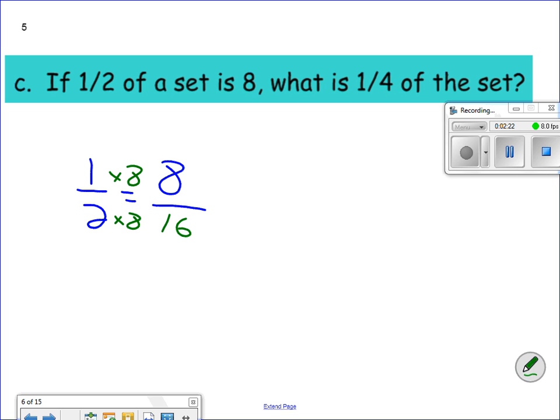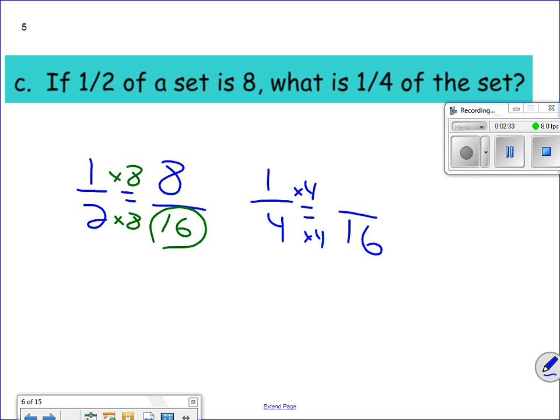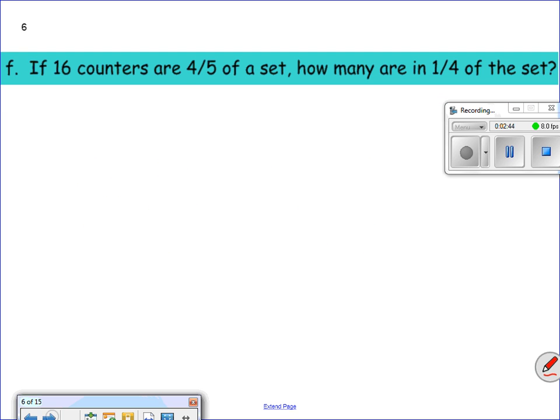What is 1/4 of it? So if my set is 16, what is 1/4 of 16? So 16 is my whole. To find out what 1/4 of it is, times 4, times 4, my answer is 4. 1/4 of 16. See how that was a two-part question? You could do all this stuff, kids. One thing at a time.